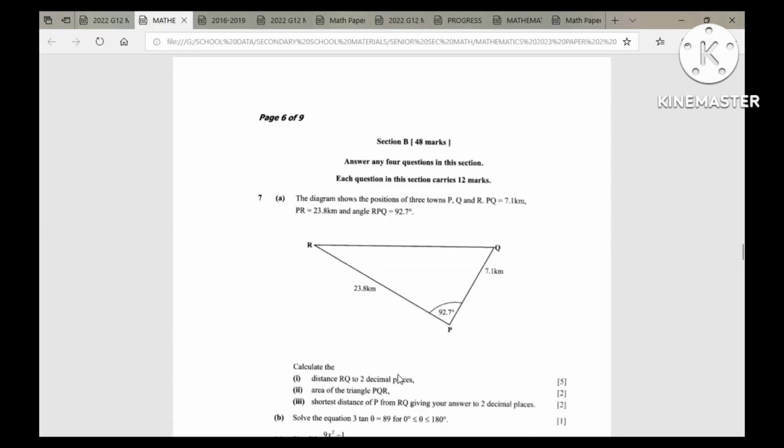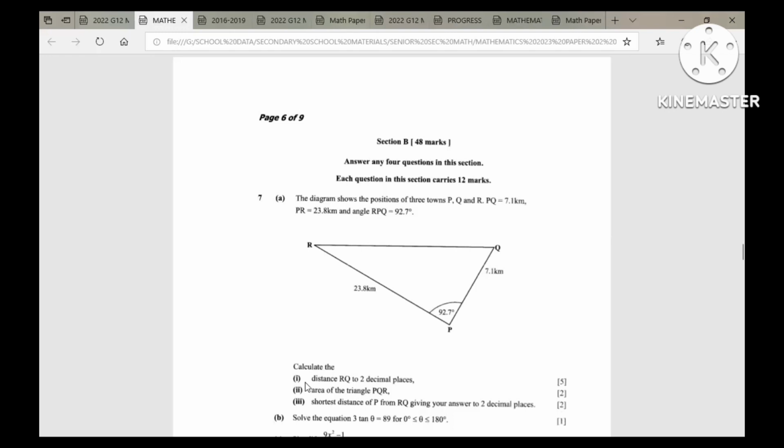Yes. Okay, so we have that diagram, which is question number 7. The question is: the diagram shows the positions of 3 towns, P, Q and R. We have been given that PQ is equal to 7.1 kilometers, PR is equal to 23.8 kilometers, and angle RPQ is equal to 92.7 degrees. So now, this is trigonometry, by the way. We have been told to calculate the distance RQ to 2 decimal places.